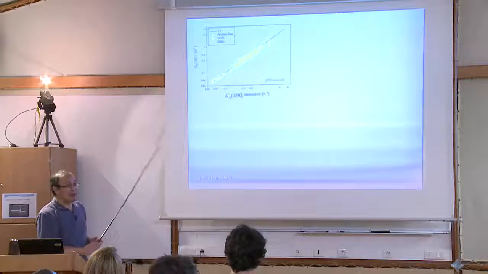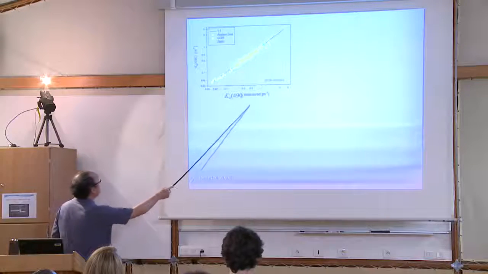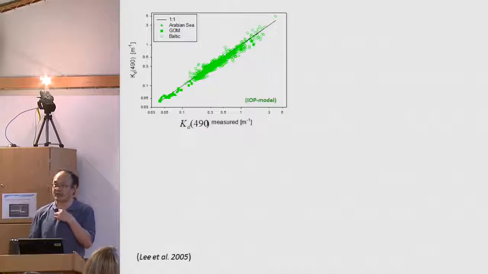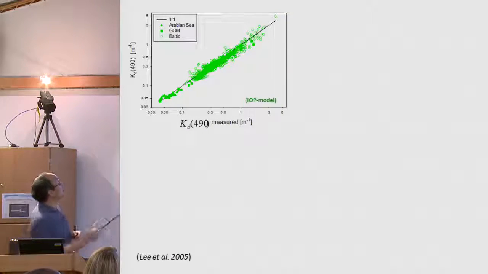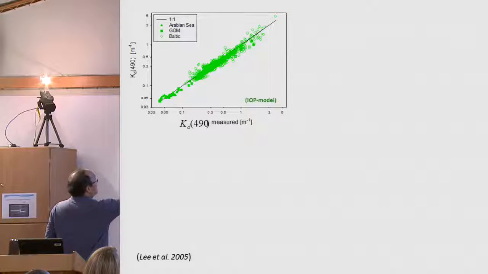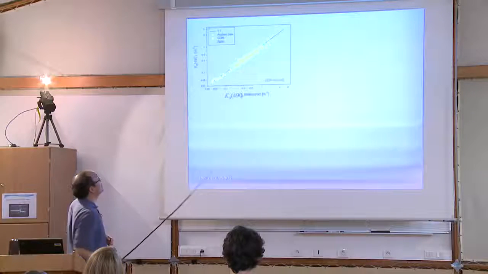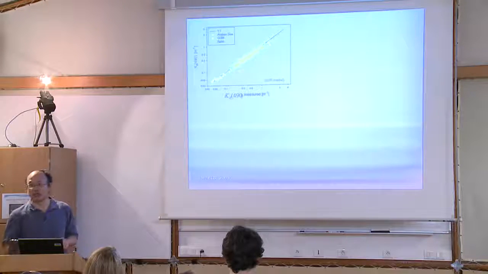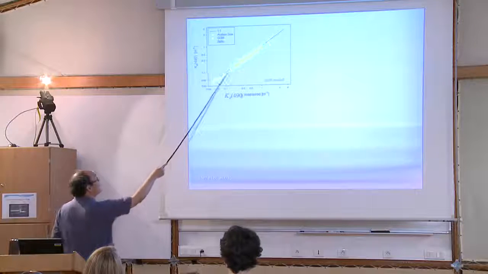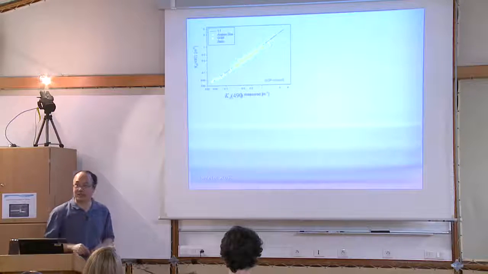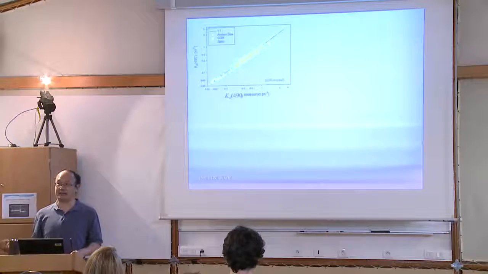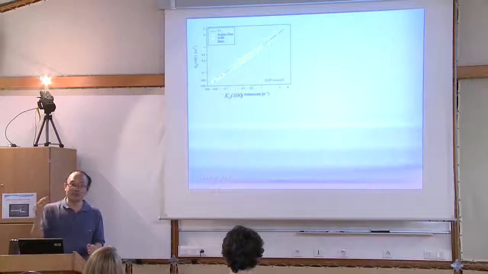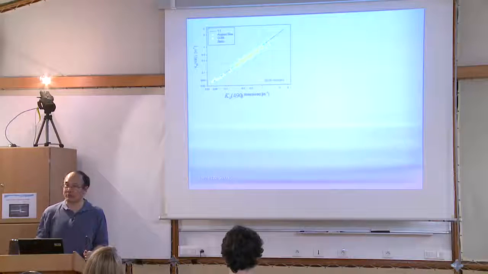So here are some examples. Here is measured KD 490, and this is KD 490 derived from remote sensing reflectance for different waters, from oceanic waters all the way to turbid Baltic waters. As you can see, at 490 they match each other very well. And this solid line is not a regression line. That's a 1-to-1 line. Basically, this is an evaluation of how this system works, not a regression.